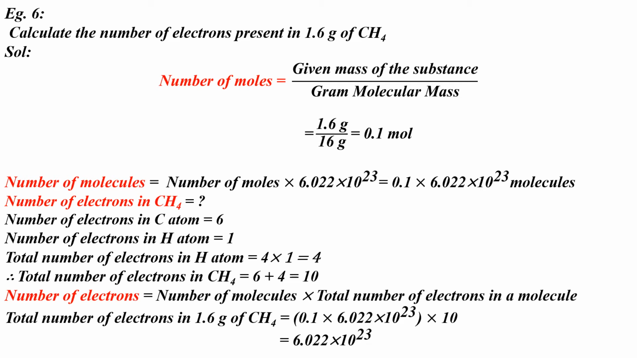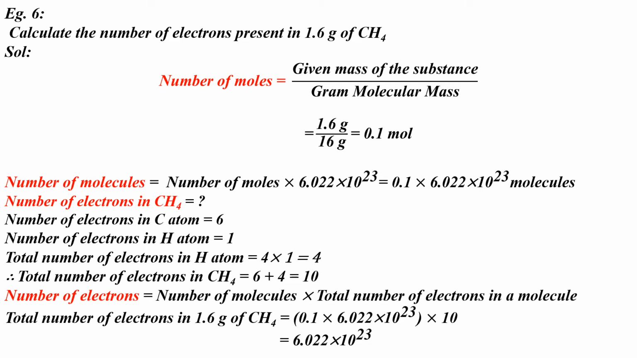For this, we must know how many molecules are there in 1.6 grams of methane first of all. So we use the formula: number of molecules equals number of moles into 6.022 into 10 power 23. Now, how many moles are there in 1.6 grams of methane? 0.1. On substituting this in the formula, you get 0.1 into 6.022 into 10 power 23 molecules. Therefore, 0.1 mole of methane contains 0.1 into 6.022 into 10 power 23 molecules.